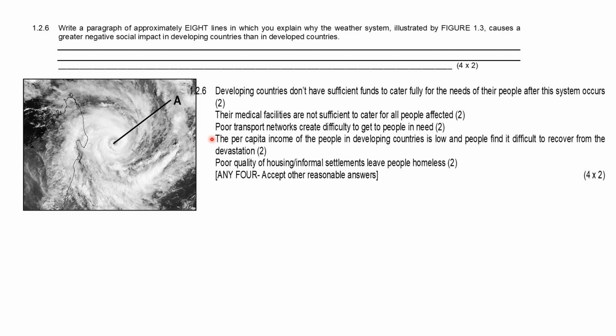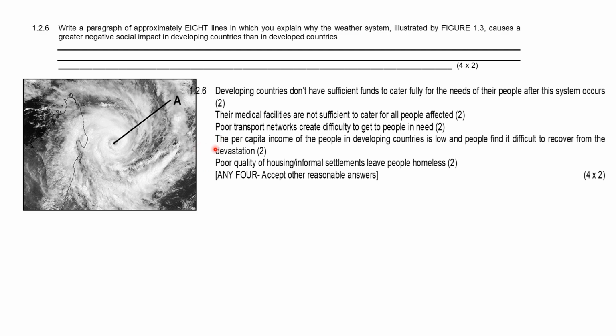It says the poor transport networks create difficulty to get to people in need. Remember, if there's poor transport, it is very hard to reach the people who are affected in these developing countries. Even if people are affected in a particular area, it's going to be very hard to reach them.